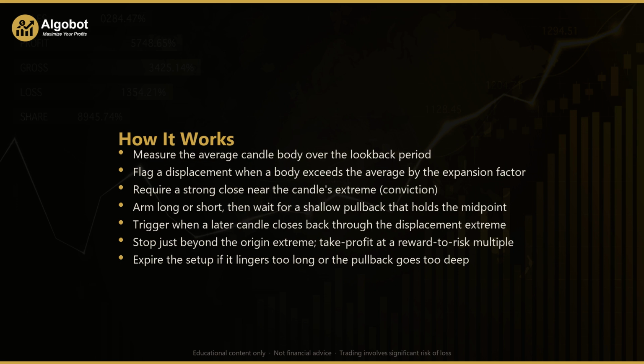The take profit is then placed at a fixed multiple of that risk, the reward risk setting, which defaults to 2, meaning the target is twice the distance to the stop. Finally, if the setup lingers longer than the continuation bar's window without triggering, the expert advisor expires it and goes back to hunting fresh. Patience in, patience out.